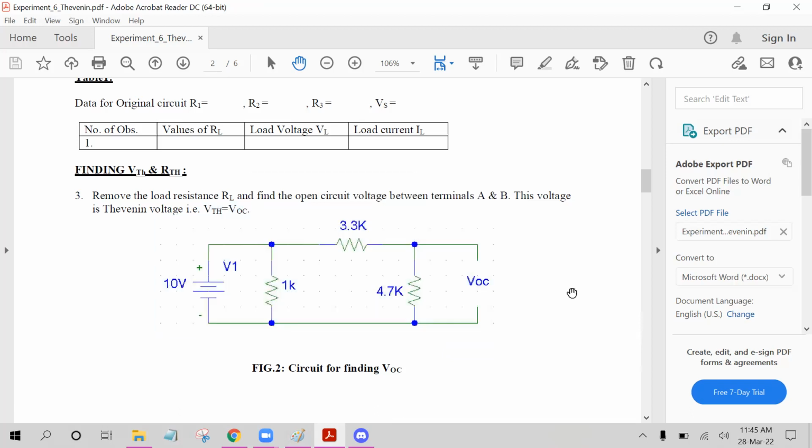So it's pretty easy, I think. Everyone understood? We need to remove the load resistor and then measure the open circuit voltage. In theory, how do we do it? We need to apply nodal analysis, mesh analysis, superposition, and then calculate this open circuit voltage. That process is a little bit daunting, but here it is very simple.